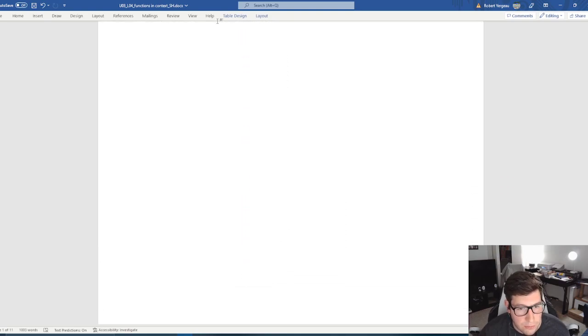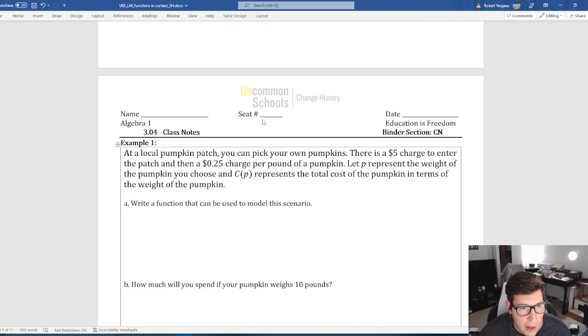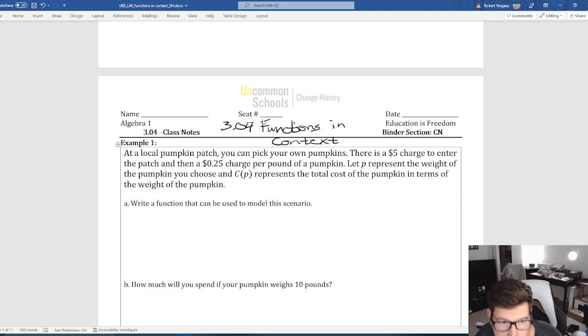All right, so today, our header, I know I don't really have it here, but it's going to be 3.04 functions in context. 3.04 functions in context. Make sure you have that in your table of contents, and as soon as you do, please go to a clean page. Once you're at that clean page, go ahead and repeat our header.